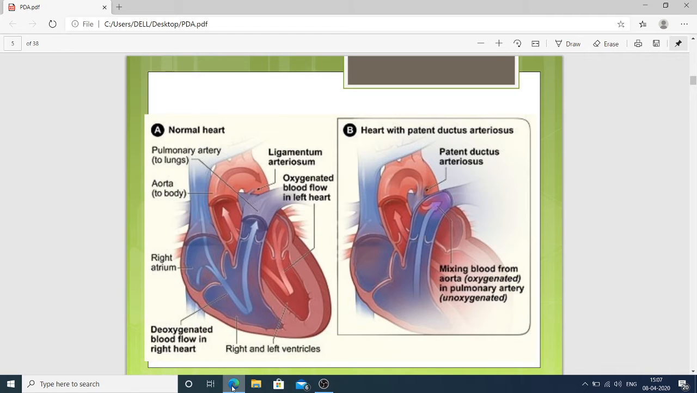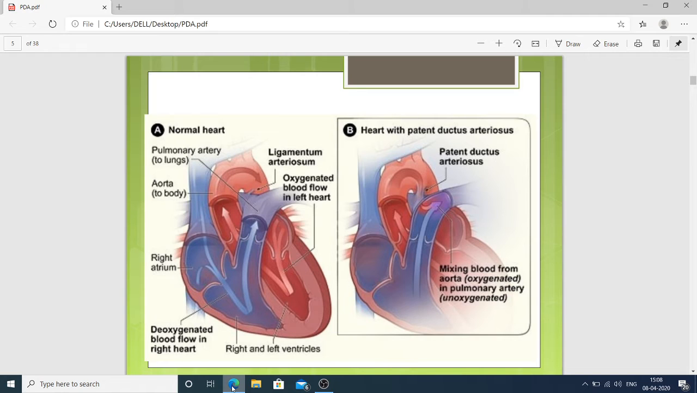Then it gives high pressure aorta to lower pressure pulmonary artery. Here also left to right shunting is happening. This results in increased blood flow to the pulmonary artery and increased blood return to the left side of the heart, causing a volume loaded left ventricle. Okay.